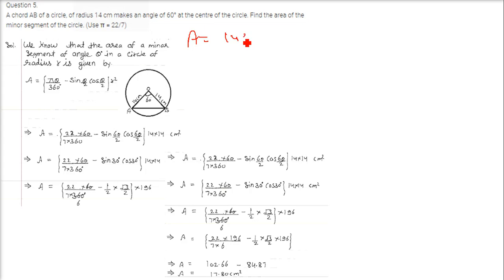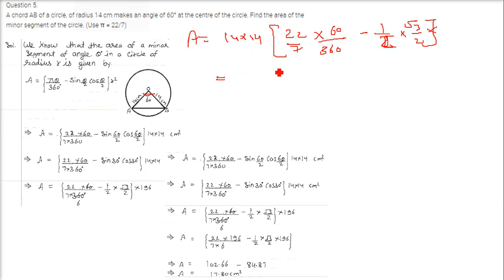So the area will be simply r square. What is the radius? 14 into 14, r square. Then we have pi, 22 by 7. Theta is 60 degree. Whole 60 degree you have to take. 60 by 360. And this minus sin theta by 2, cos theta by 2, sin 60 by 2, cos 60 by 2. So sin 30, cos 30. Sin 30 was what? 1 by 2. And cos 30 is root 3 by 2.